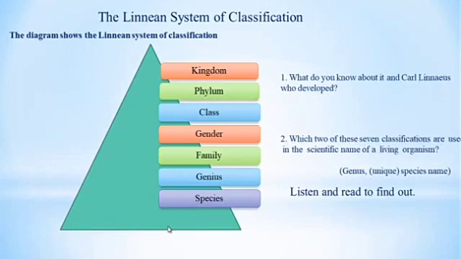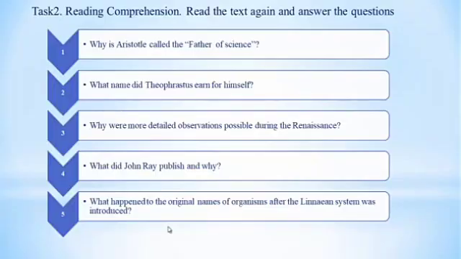Now let's answer the first question. Tremendous. That's right. Genus and species, the last two classifications. So children, you have just read the text. Now let's do task 2. It is a reading comprehension.